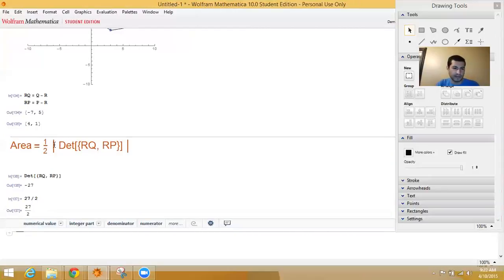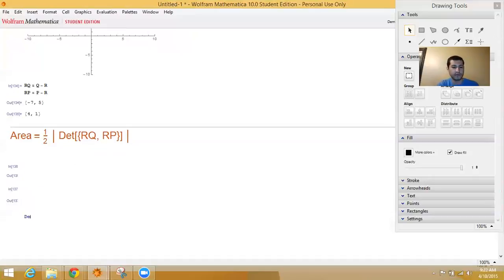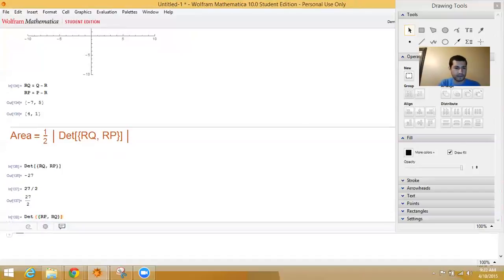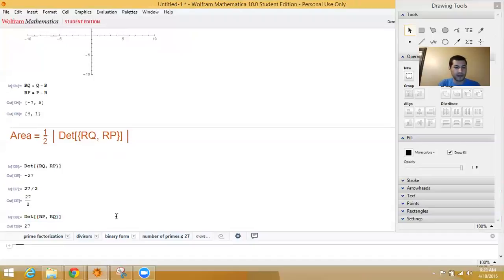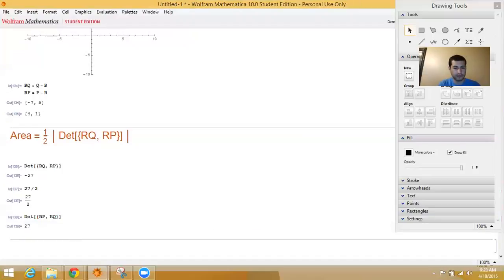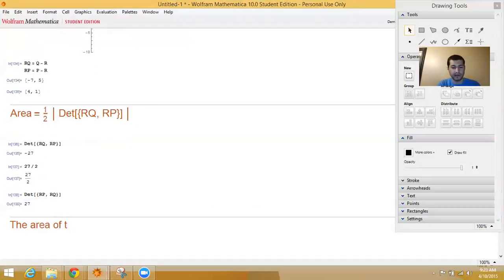Now, if we consider that absolute value in our equation, what happens if we reverse those 2 vectors? The determinant of RP and RQ, the magnitude is still the same, but the sign is positive. So the area of this triangle is 27 halves.